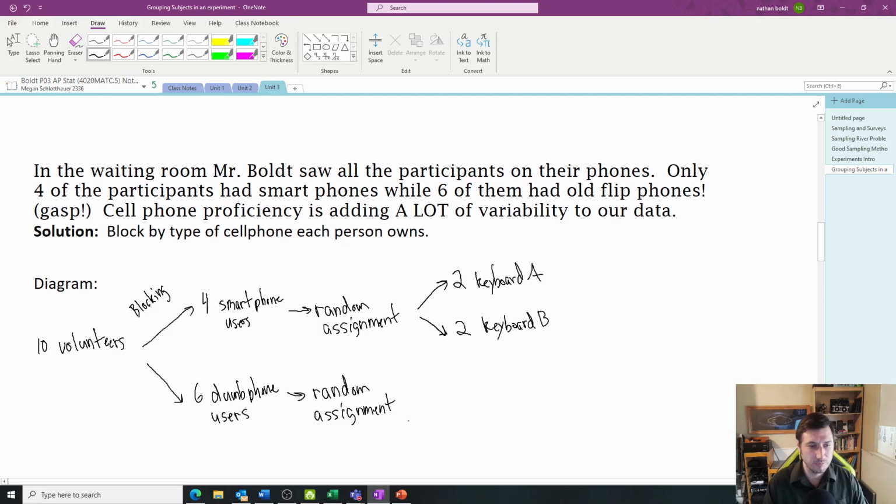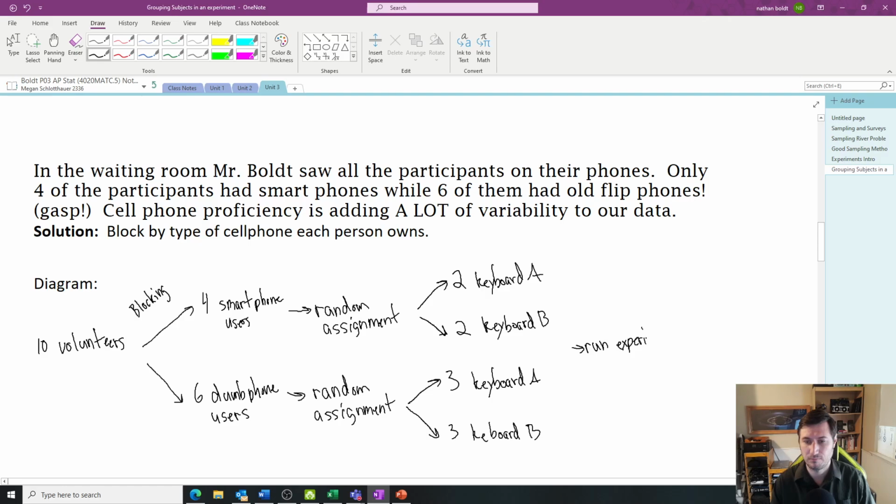And then for our other block, let's see, we have 6 users, so this time it'll be 3 and 3. 3 will get keyboard A, and 3 will get keyboard B. Man, I cannot spell keyboard today. Who would have known? And then we run the experiment based off of those.